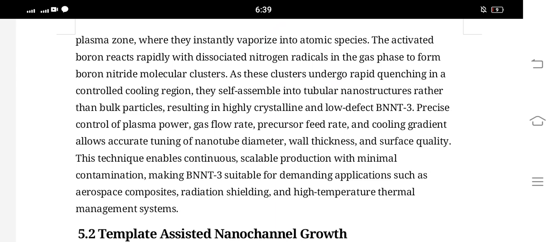This technique enables continuous scalable production with minimal contamination, making boron nitride nanotubes suitable for demanding applications such as aerospace, composites, radiation shielding, and high-temperature thermal management systems.